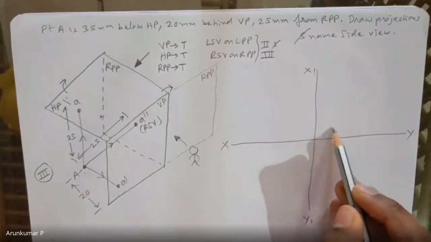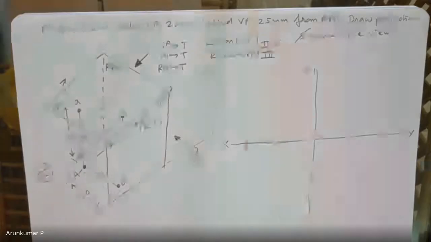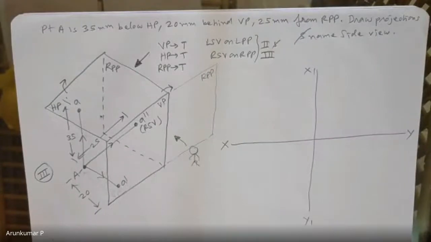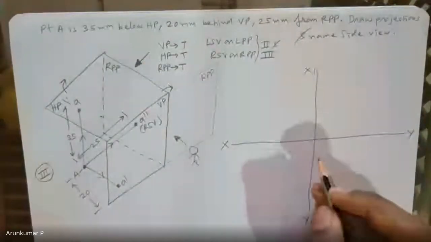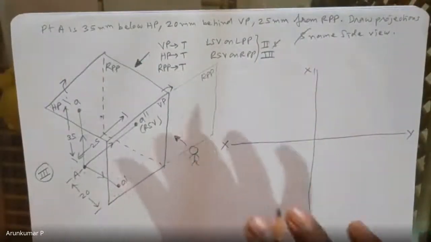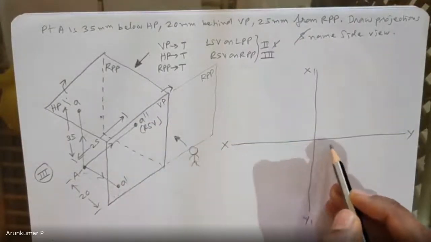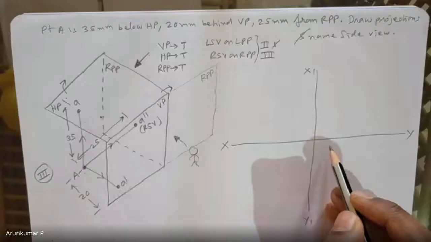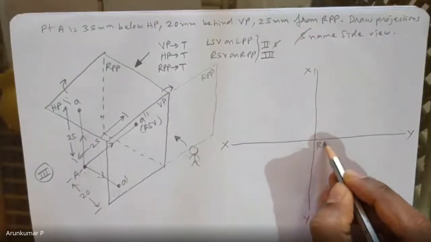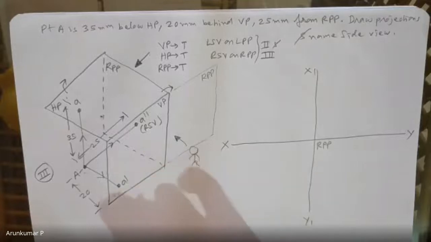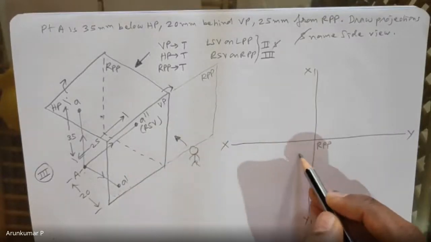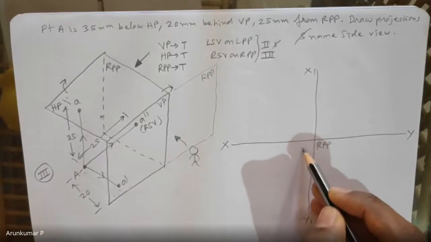Above XY line on the right side? Nothing, sir. Nothing? Sure? Correct. Then how about here, below XY line on the right side? VP. Yes. RPP. How do you know this? It should be RPP because what should be written here on the left side below XY line?